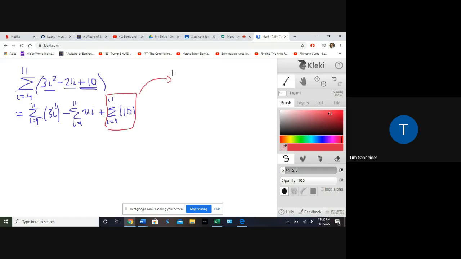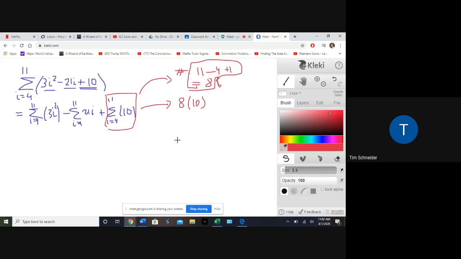So the actual number of terms here, if you remember, is 11 minus 4 plus 1 for the starting number. In other words, 7 plus 1 or 8 is the actual number of tens that we're adding together. So this part is just 8 times 10.